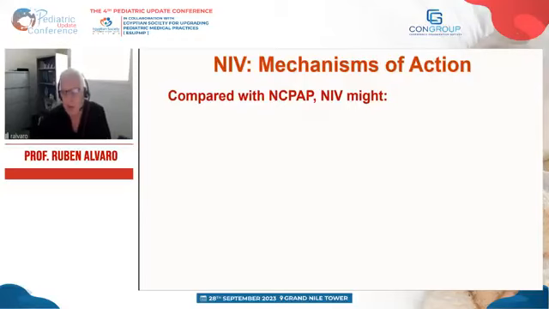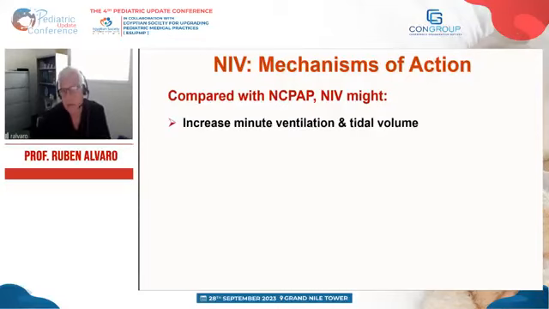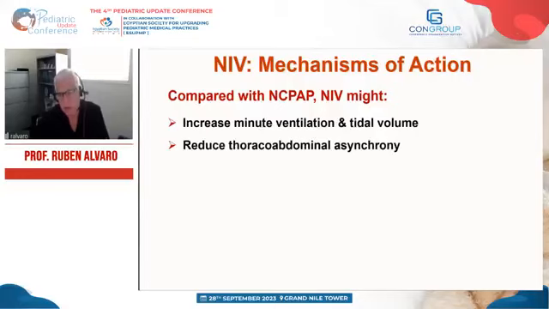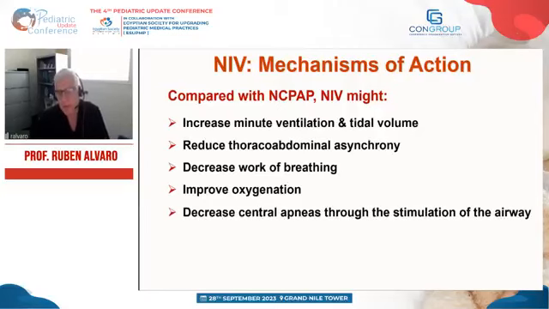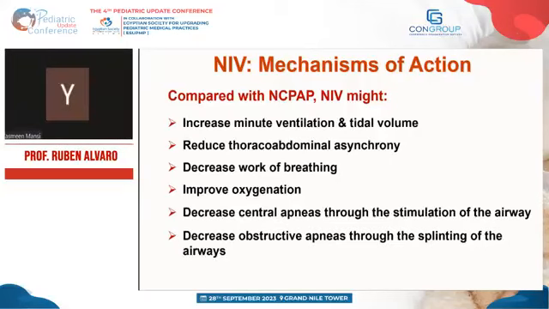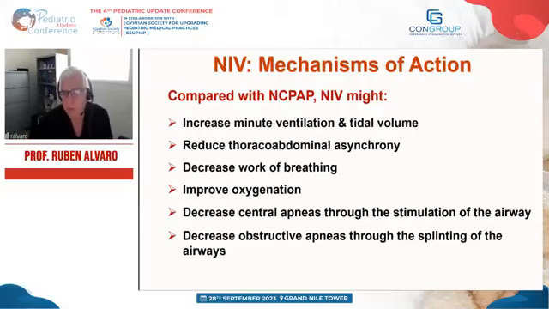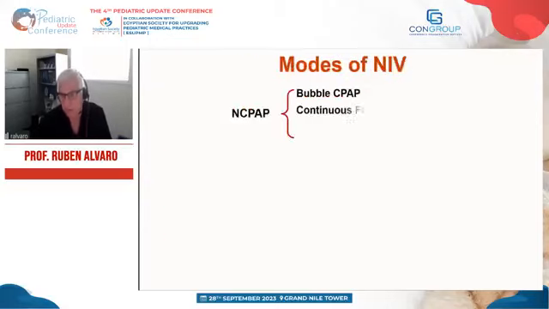There are some studies that have shown some differences between non-invasive ventilation and just CPAP. One of those studies has shown that you can get a better minute ventilation and tidal volume by using non-invasive ventilation over CPAP. You may also have better thoraco-abdominal synchrony when you use NIV. We have also decreased work of breathing compared to CPAP. You may have increased oxygenation, and also you may have better control of apneas through the stimulation of airway reflexes. And in the case of obstructive apneas, non-invasive ventilation may actually be more effective than just regular CPAP to keep that airway open and prevent the closure of the airway during mixed apneas.